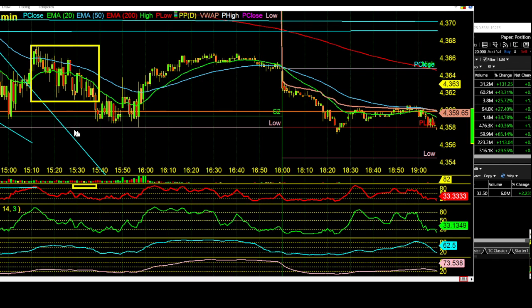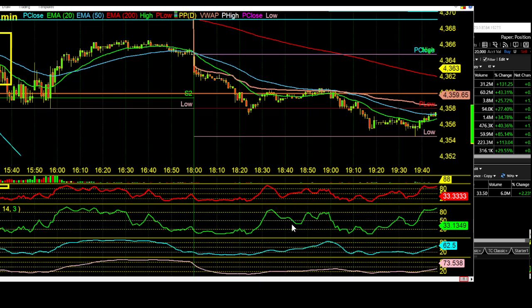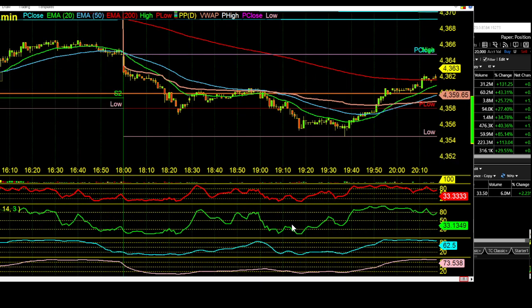So here, this is a picture of the ES, which is the S&P E-mini contract, and you can trade this. It's a futures contract. You can trade it. It's not that hard to trade.